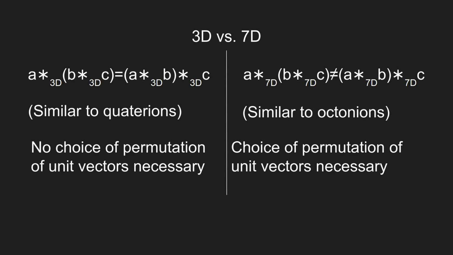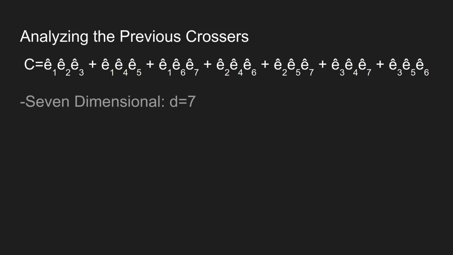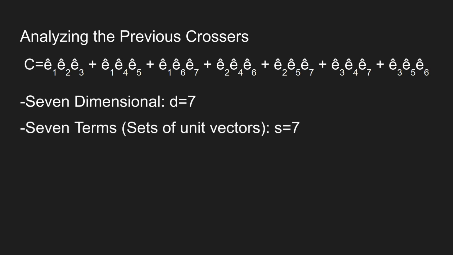So, one natural question to follow up with is how we can construct crossers in other dimensions. To figure out what that would even mean, we can examine this crosser's properties. Firstly, it is in 7 dimensions, so let's call d equals 7. Secondly, it involves 7 terms, each of which is a wedge product of a set of unit vectors, so let's call that s equals 7 for the number of sets. Each set of unit vectors contains 3 unit vectors, so let's call that number n equals 3. And each unit vector is used 3 times in total, so let's call that u equals 3.